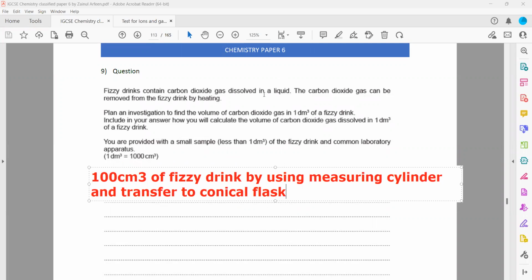Why is a burette not correct here? Because a burette can measure a maximum of 50 cm cube. So if we are using a burette, then we have to refill the burette. That will be a drawback. That won't increase the accuracy of the experiment if you have to refill the burette twice.